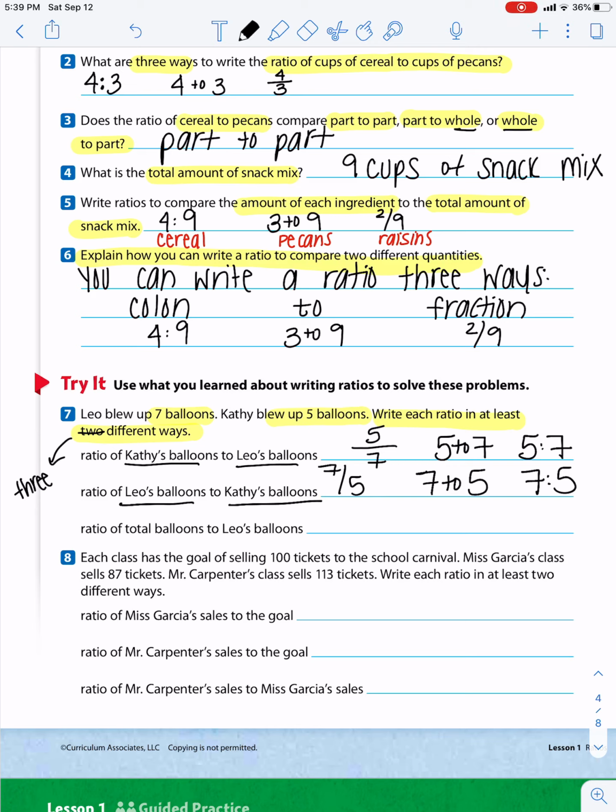Our final problem is the ratio of total balloons to Leo's balloons. So the total number of balloons is the 7 plus the 5. So that is 12 balloons to Leo's balloons. So 12 colon, where was Leo? 7. 12 over 7 and 12 to 7. Easy peasy on that. Not too hard.